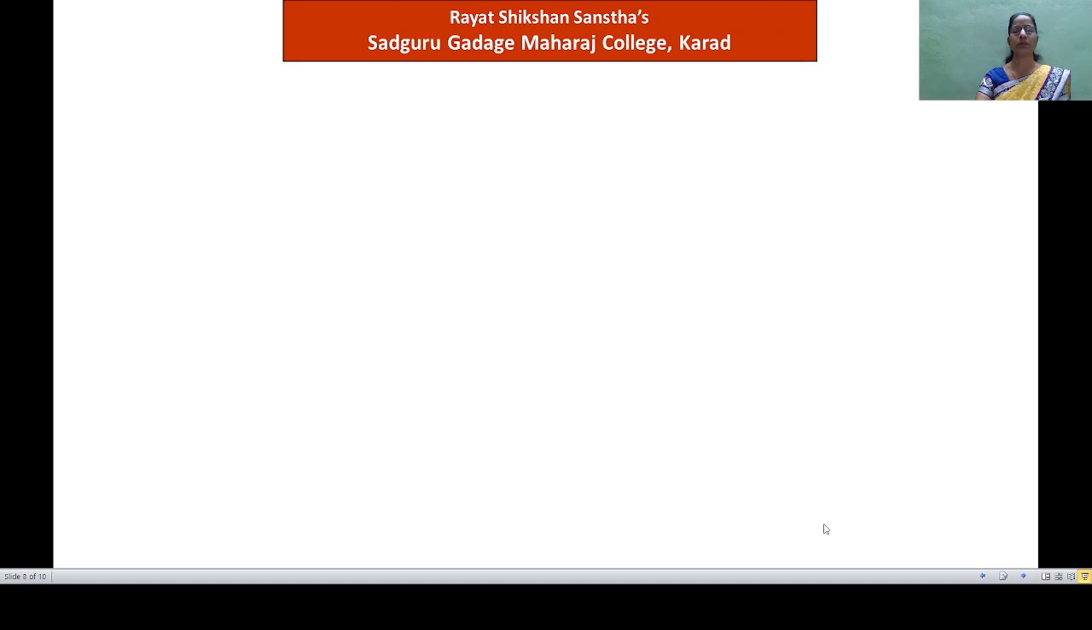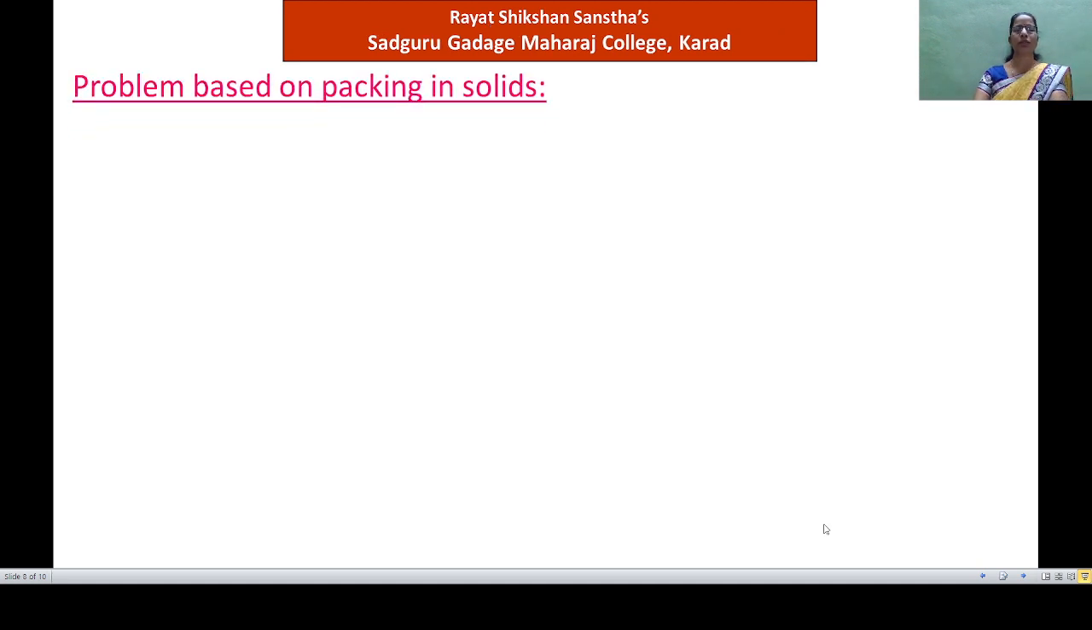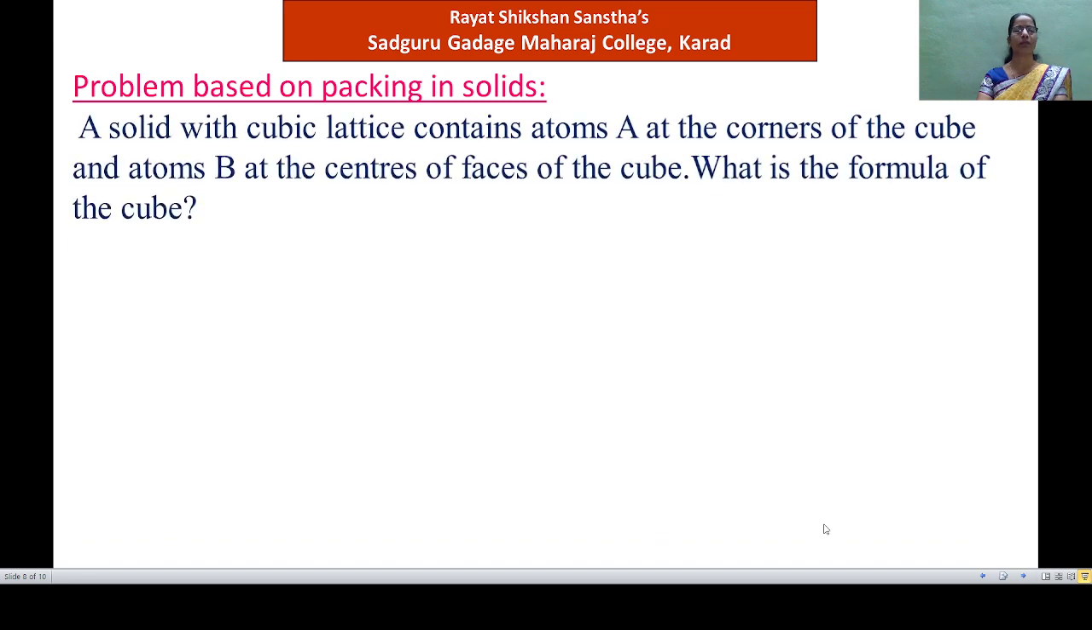Now, see the problems based on packing in solids. Such numericals or problems are also very easy, and they may be asked in MCQ type questions or the questions of 2 mark. See here, a solid with cubic lattice contains atoms A at the corners of the cube and atoms B at the centers of faces of the cube. What is the formula of the solid? Here we have to deduce the formula with the help of the given arrangement of the particles.